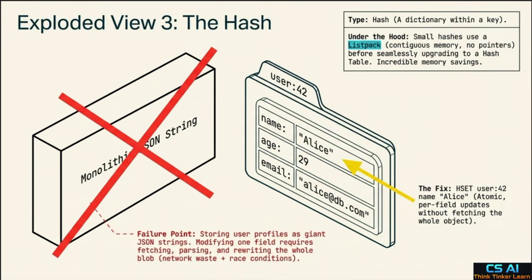Now the hash. Please stop storing massive JSON blobs in a single key. Every time you want to update one field, you have to fetch the whole blob, parse it, update it, and send it back. That's a massive network waste and a recipe for race conditions. Instead, use a hash, where with HSET you can perform atomic per-field updates. It's faster, cleaner, and the listpack to hash table upgrade path makes it incredibly memory efficient.